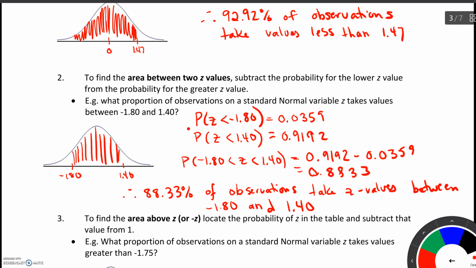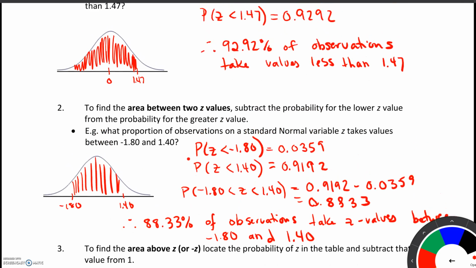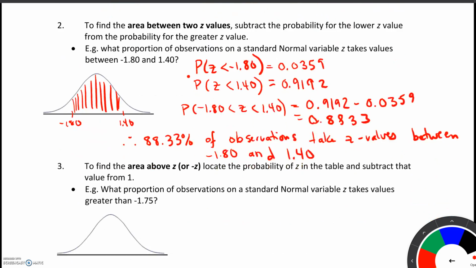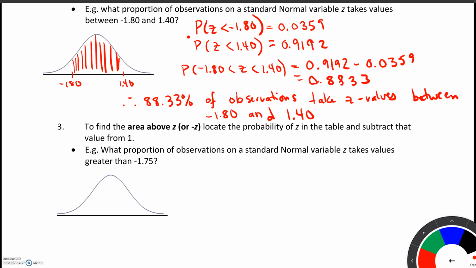Excellent. So then the final type of question we might be asked is, rather than being below a value or between two values, we might want to know greater than a particular value. So if I want to know what proportion of values in the standard normal Z table take values greater than negative 1.75, again, I think about what that value is. And what I'm trying to find is this shaded region here.